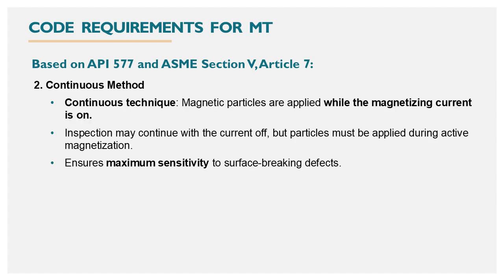Code requirement number 2 is continuous method. Continuous technique: magnetic particles are applied while the magnetizing current is on. Inspection may continue with the current off, but particles must be applied during active magnetization. Ensures maximum sensitivity to surface breaking defects.